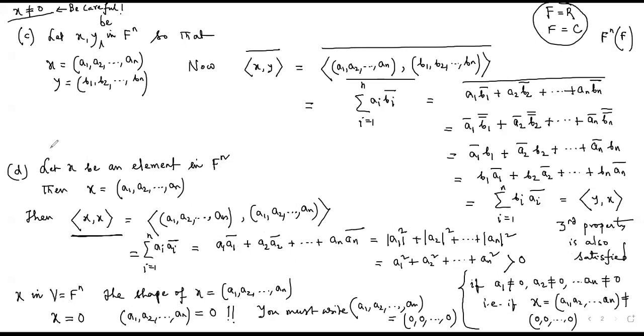So we see that property 4, this is not part of the problem, this is just an explanation, is also satisfied.